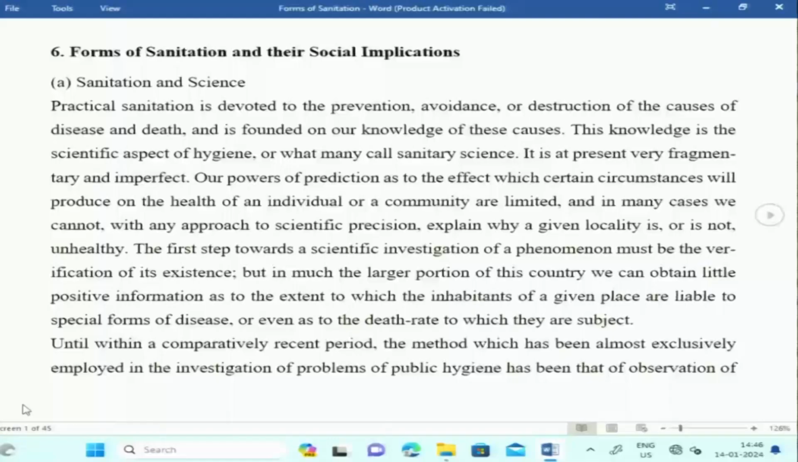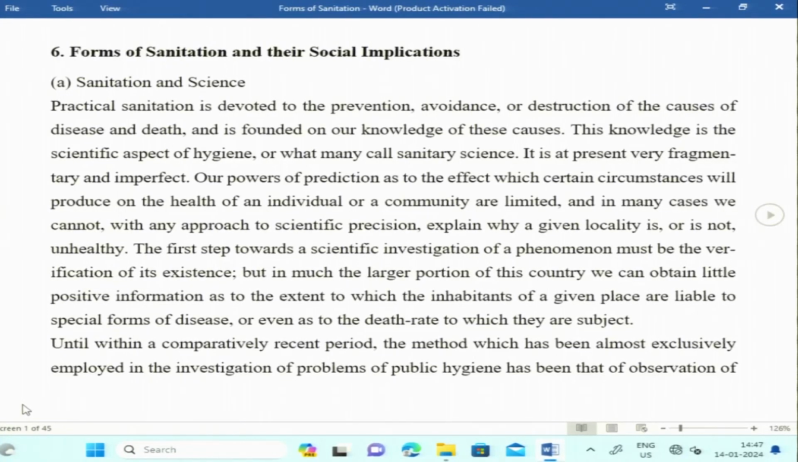Now, let us try to understand how the forms of sanitation can be seen. When we speak about that, we are speaking about the different scope in which sanitation can interfere. And most important, of course, is the linkage of sanitation with other issues.